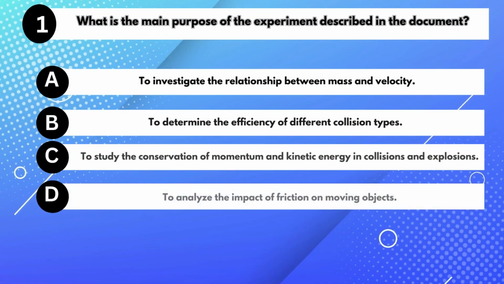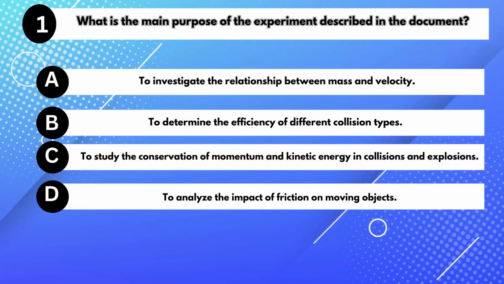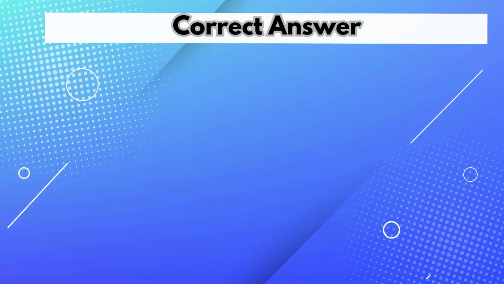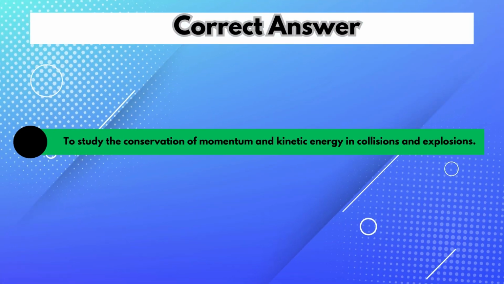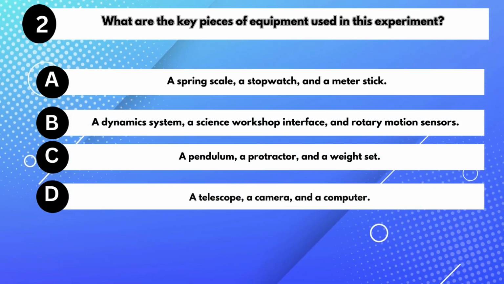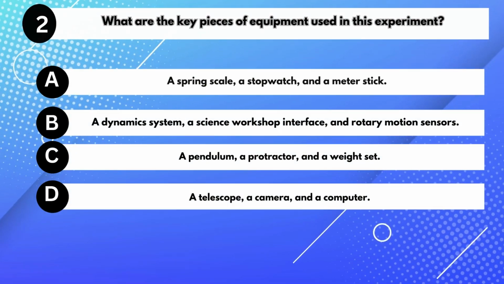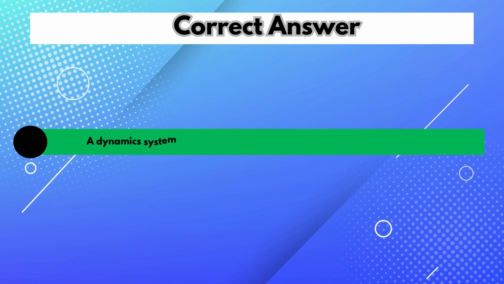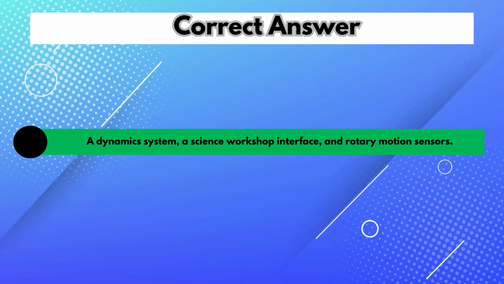1. What is the main purpose of the experiment described in the document? C. To study the conservation of momentum and kinetic energy in collisions and explosions. 2. What are the key pieces of equipment used in this experiment? B. A dynamic system, a science workshop interface, and rotary motion sensors.